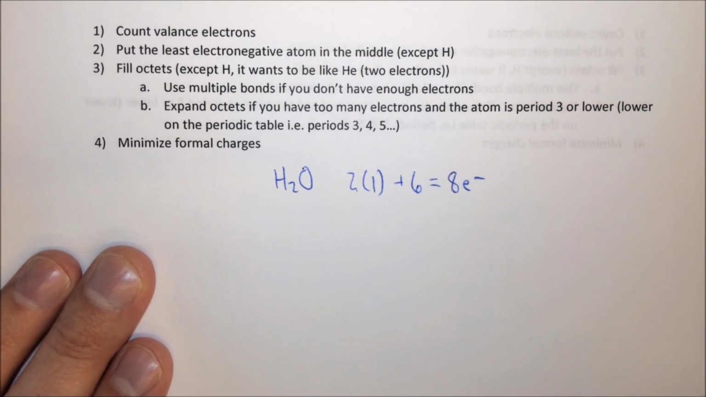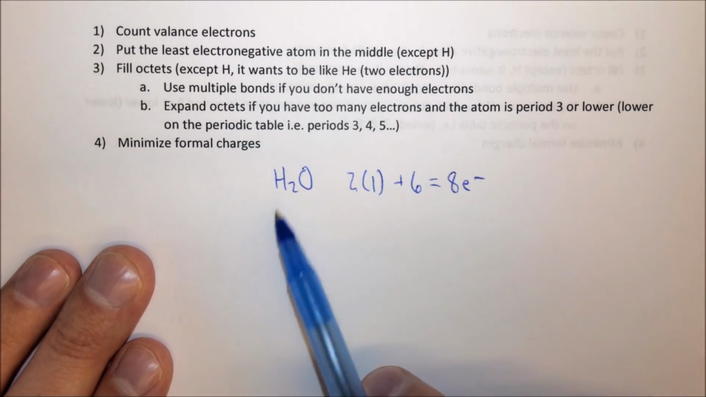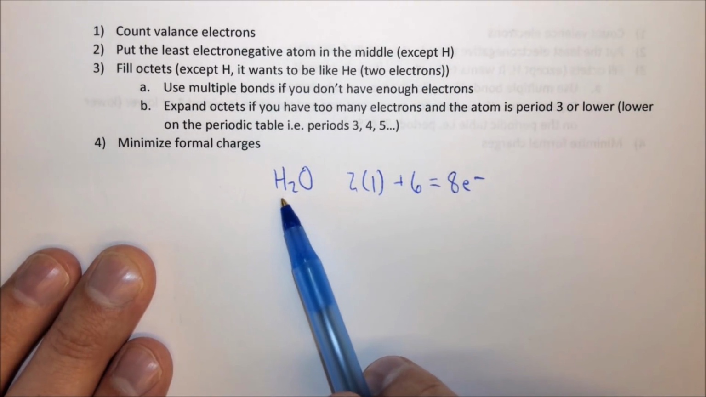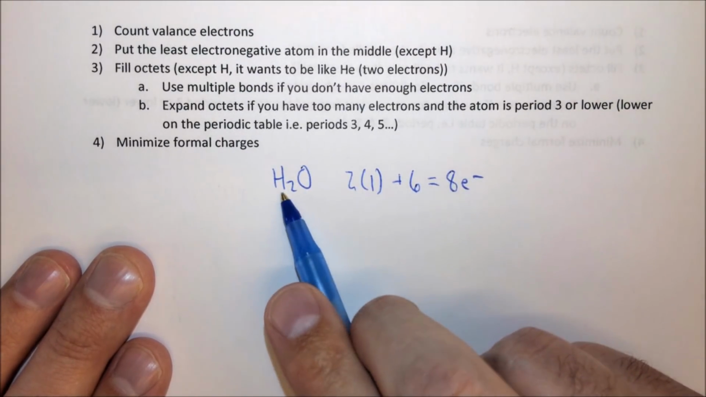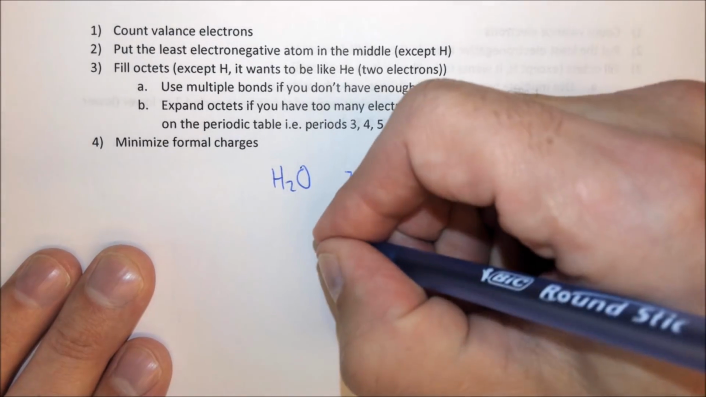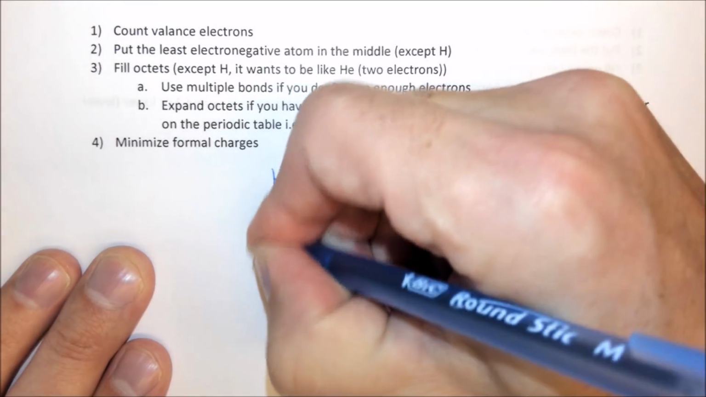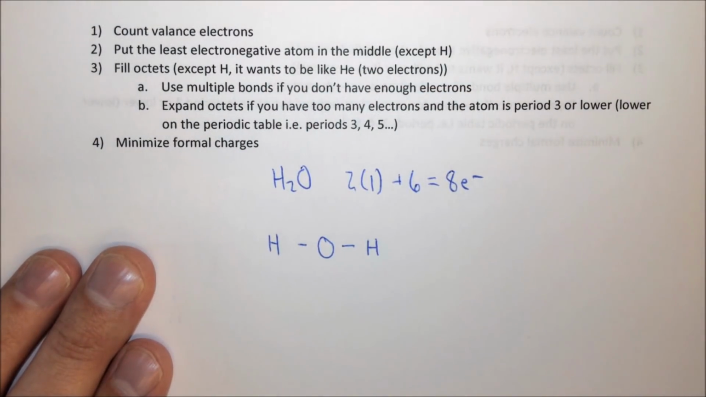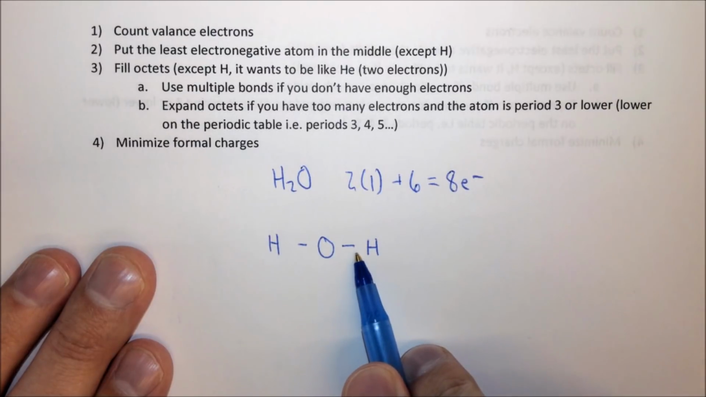valence electrons. Put the least electronegative atom in the middle, except hydrogen. And this is kind of a double exception because hydrogen is actually written first. Generally, you put the atom written first in the middle, but in this case, we have to put oxygen in the middle because hydrogen never goes in the middle. So we put oxygen in the middle, and we bond it to 2 hydrogen atoms. We now have used 2, 4 electrons.